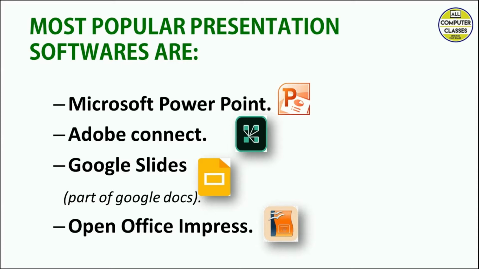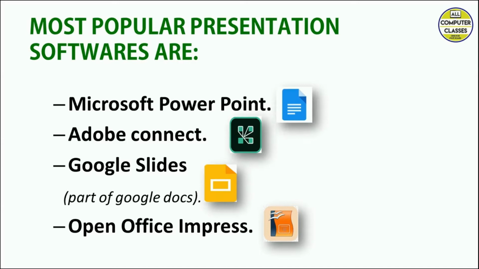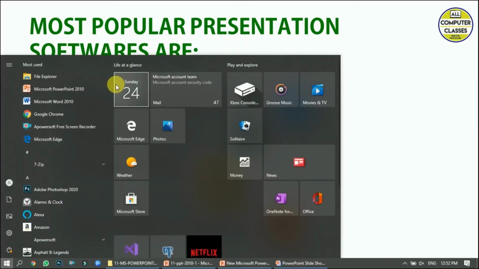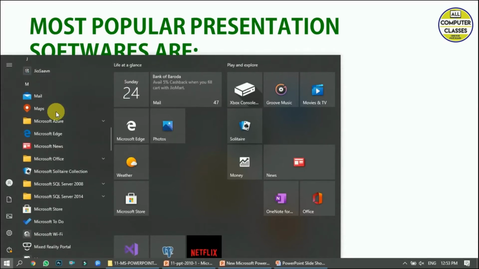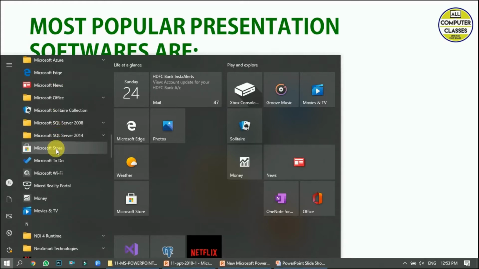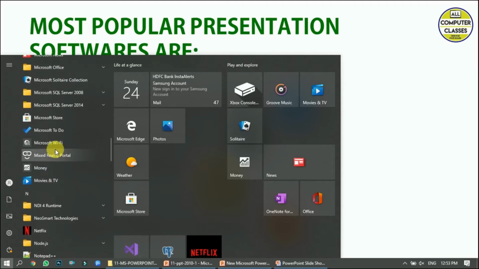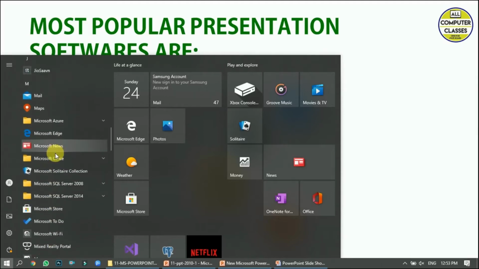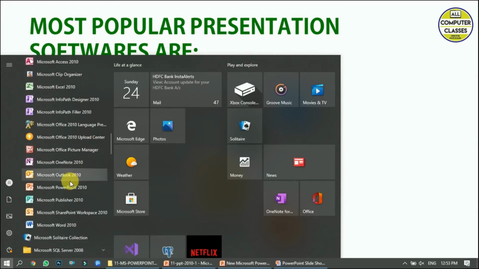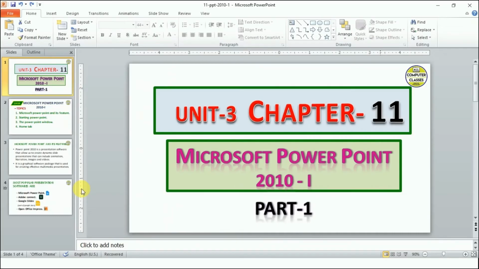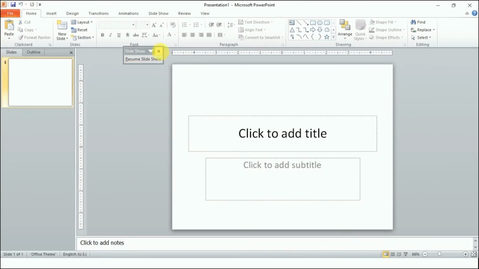Okay, the next topic is how to start Microsoft PowerPoint, right? So the steps are very easy. We need to go to the start button, then we will go to Microsoft Office, so we'll go to Microsoft Office. From here we will click and choose our presentation software, that is Microsoft PowerPoint 2010, right? So this is our Microsoft PowerPoint.